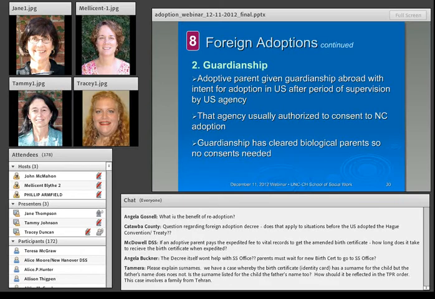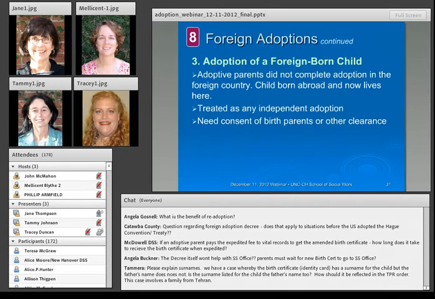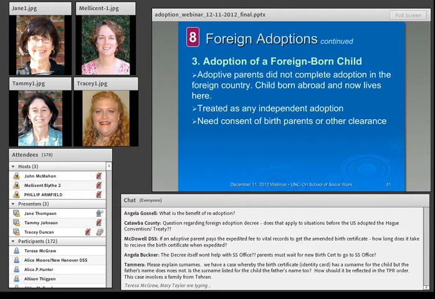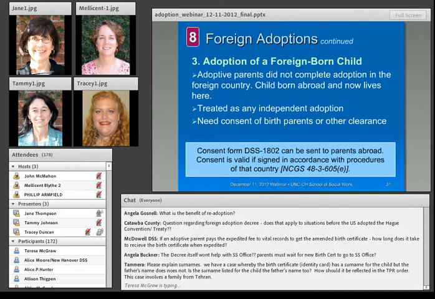So we've got some information, clerks, on your intranet about some samples about getting folks that information. And then finally, we have adoption of a foreign-born child, meaning the child was born abroad, is now in this country in some way, form, or fashion on some sort of visa. There's been no adoption, no guardianship in the foreign country. This is treated as any other independent adoption. You do need the consent of birth parents or other clearance in that situation. And our DSS 1802 have traveled around the world.